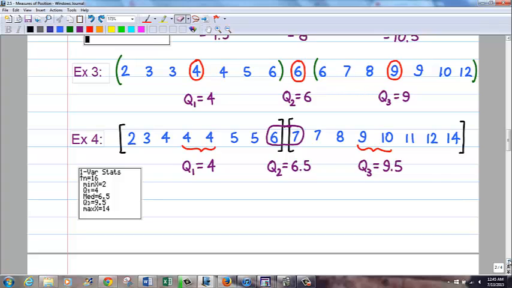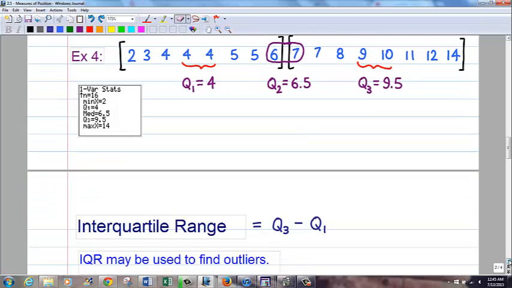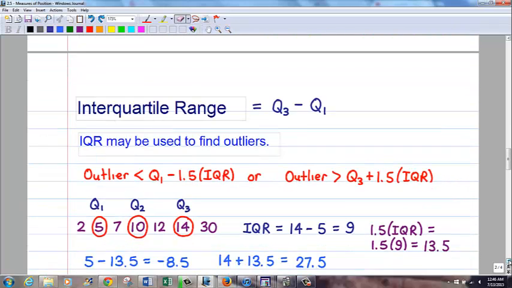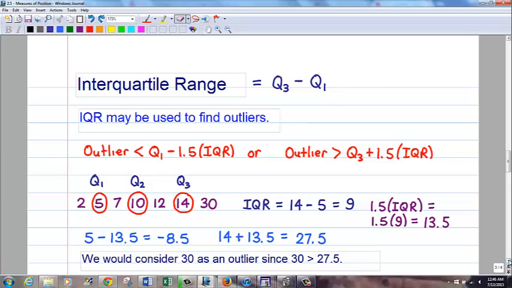All right. So fun with quartiles. Now we have a unit of measure called interquartile range. Really easy to calculate. It's just Q3 minus Q1. So if you have a question on a test that says find the IQR, that's the shorthand name for this.